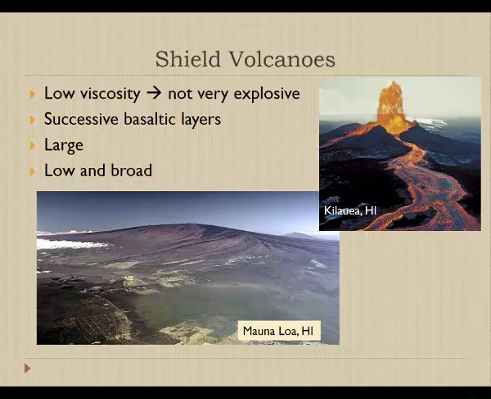At the bottom of the slide here, we have an image of Mauna Loa volcano, which is on the Big Island of Hawaii. This doesn't look very dramatic, but it's actually a huge mountain. It's just not a very steep mountain. This mountain is created by these successive layers of lava flows that have frozen one on top of the other on top of the other over time to build this shield volcano. So that's one kind of mountain that can be created as a result of volcanic activity.